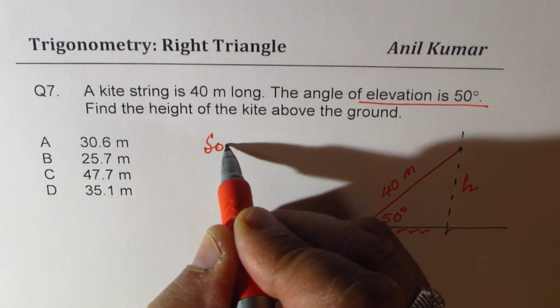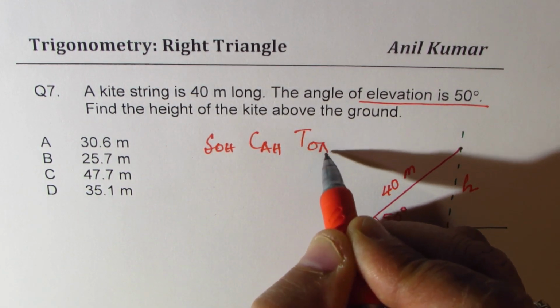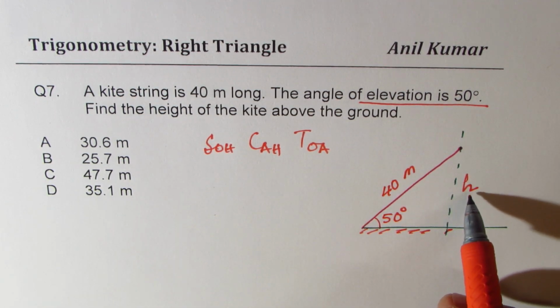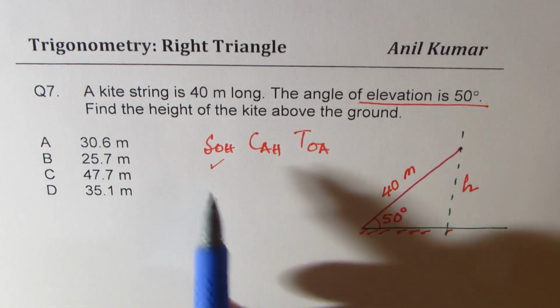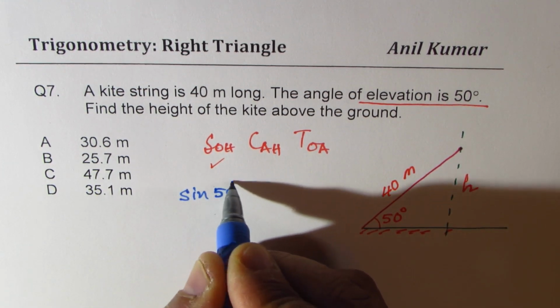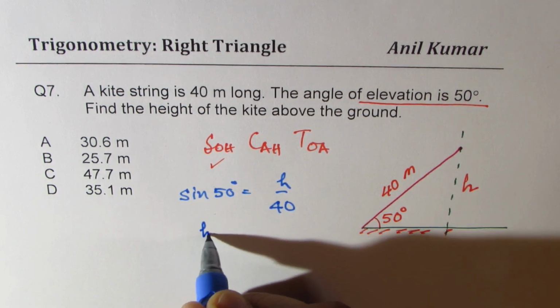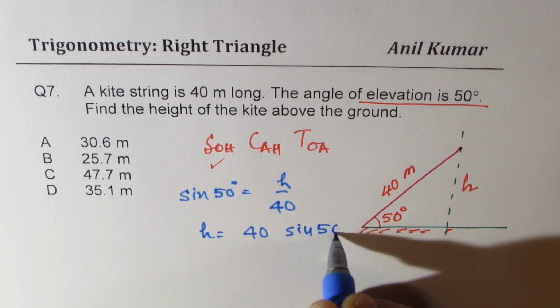So if you write SOHCAHTOA, that should be the first thing in your mind, which relation or which ratio to use. Opposite over hypotenuse means we should use sine. Perfect. Now, using sine, we know sine of 50 degrees is equal to height over 40 in this case. And therefore, height is 40 times sine of 50 degrees.